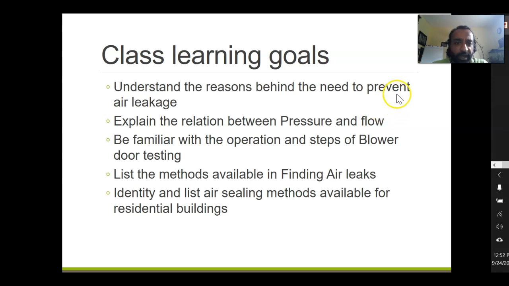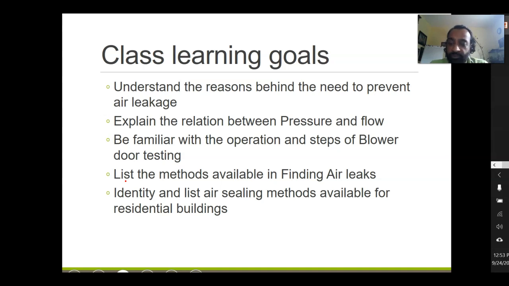So we'll talk about the reasons behind trying to prevent air leakage. Why do we need to prevent that, and why is it important? We'll also explain the relationship between pressure and flow, and we would like to be familiar with the operation and steps of blower door testing. This blower door testing is one of the most accurate ways to measure the air leakage in a house. I have posted some videos of the blower door testing process from YouTube on the blackboard, and I hope you take advantage of watching the steps. You might have to do that at some point.